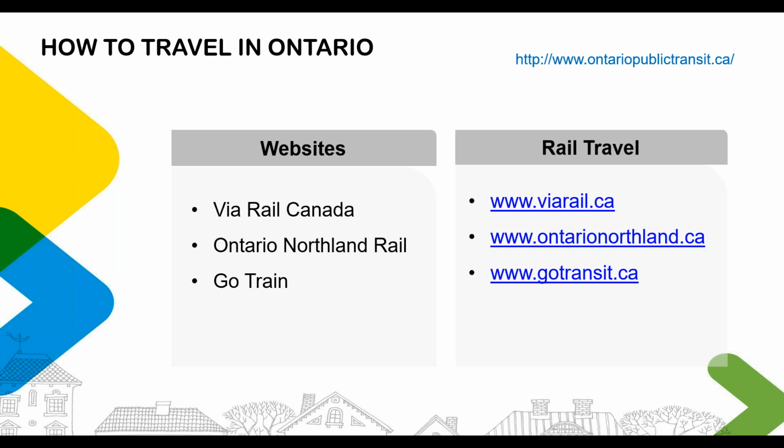You can see right here, www.viarail.ca, www.ontarionorthland.ca, and www.gotransit.ca. Via Rail offers convenient travel to all major cities in Ontario. They have about 73 locomotives and 426 train cars. They also have 121 stations that service over 400 communities across Canada. So you can see, huge, very reputable.